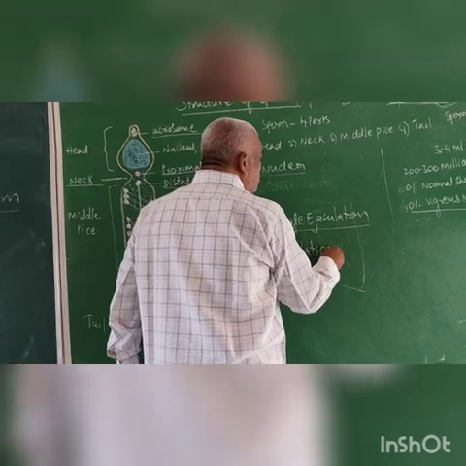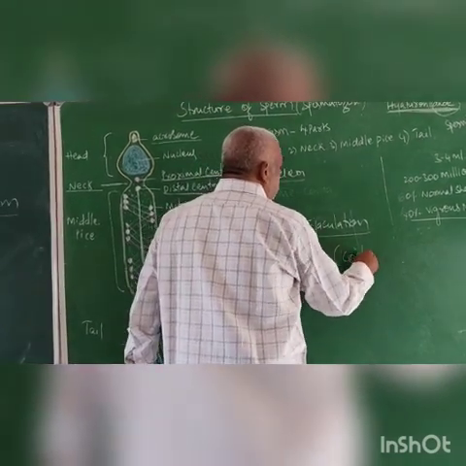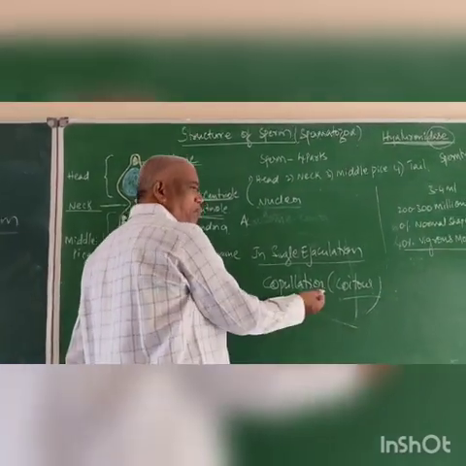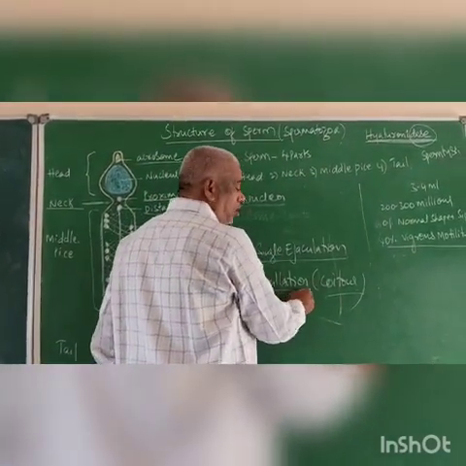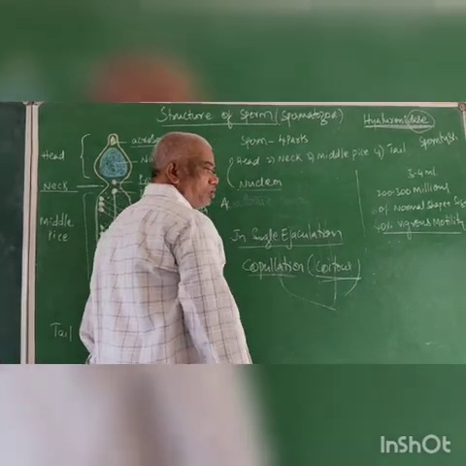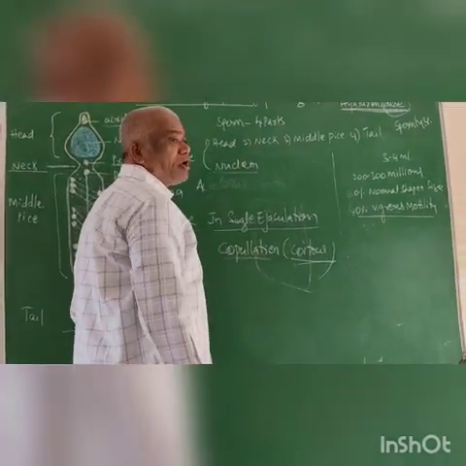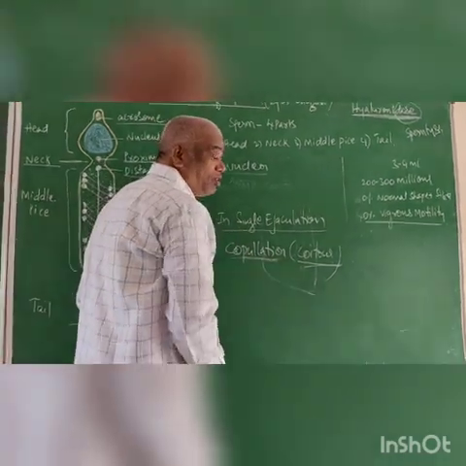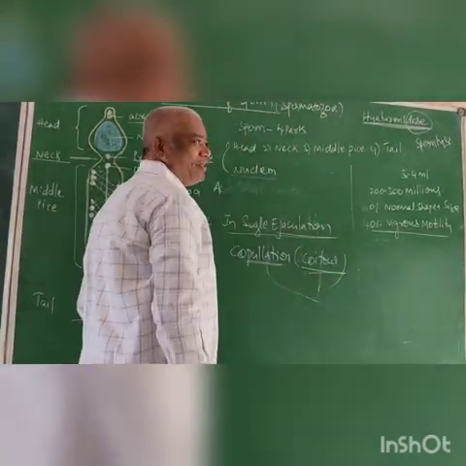Which is also called coitus. Same meaning. Copulation is the English word, coitus is the scientific term. What is copulation? A temporary attachment between male and female.